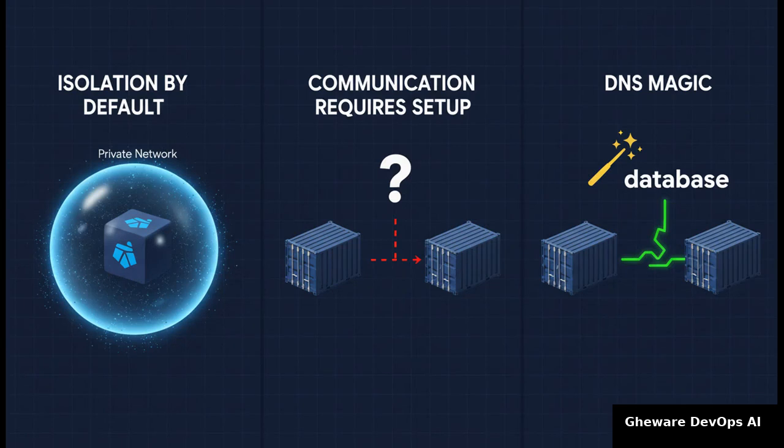All right, so let's just nail down the three big ideas here. First, isolation is the default. Every container is in its own bubble. Second, they can't just magically talk to each other. You have to set up the communication by putting them on the same network. And third, and this is the real magic trick, if you put them on the right kind of network, you can just use their names, like database, to connect, and it just works. We're going to see how in just a second.